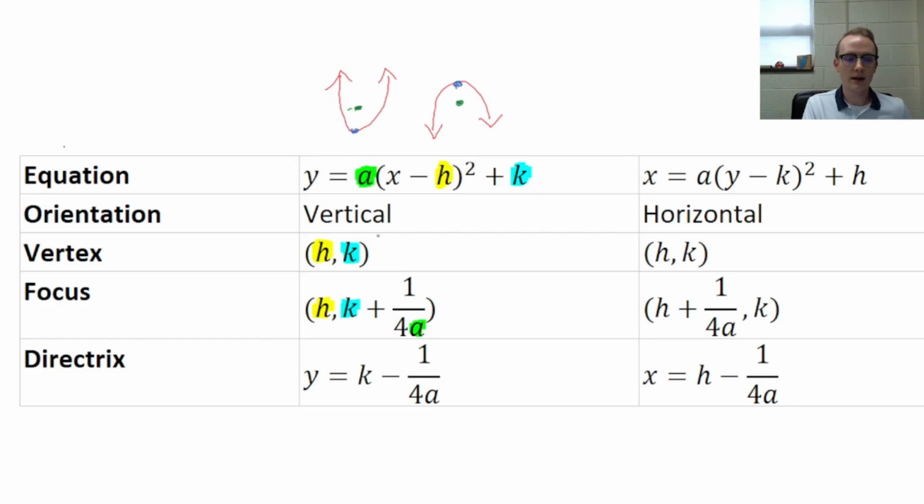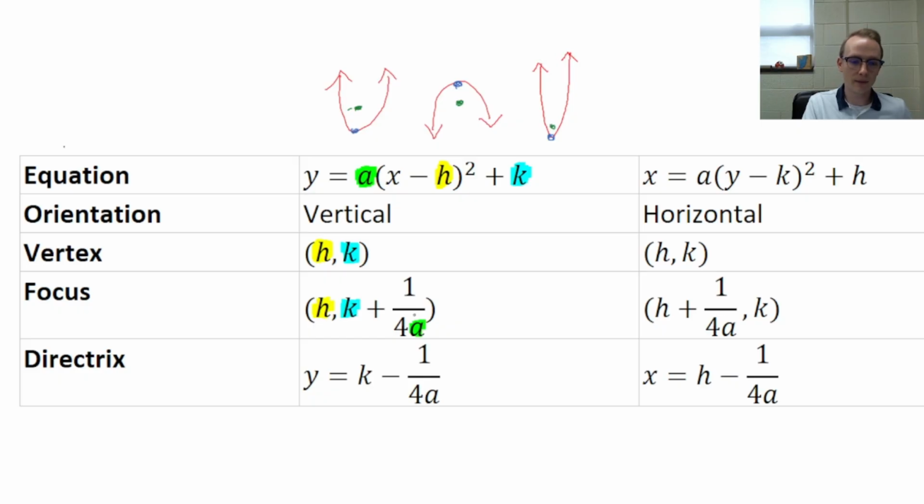Okay, so if this a value is really, really big, that would make our parabola skinnier. So maybe it looks like this. And what that's going to do is actually get your focus closer to the vertex. As the parabola gets skinnier, the focus will get closer to the vertex.